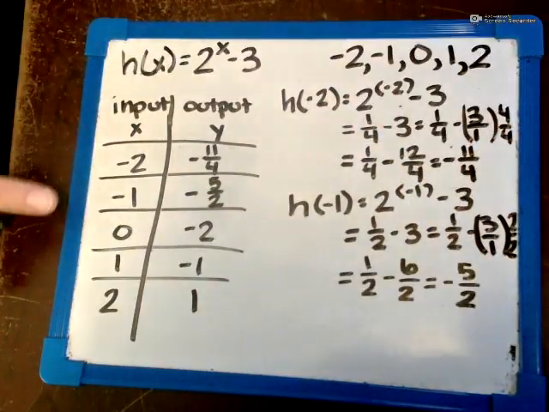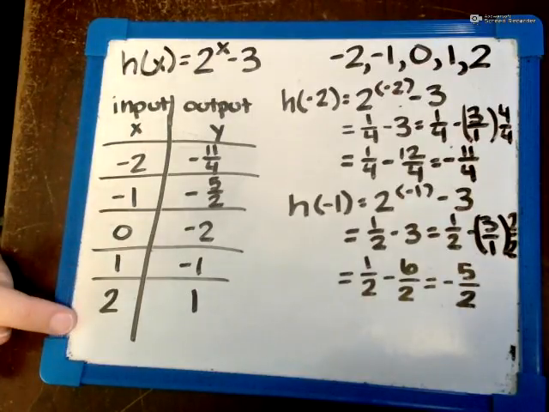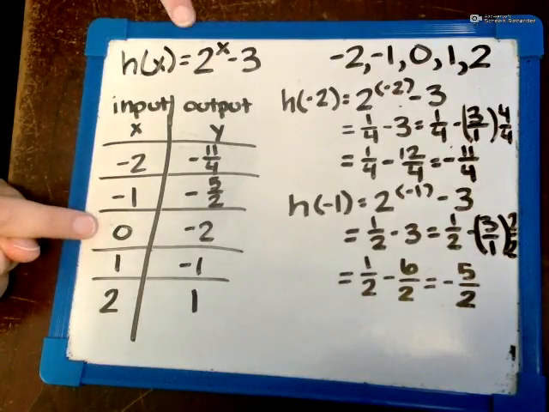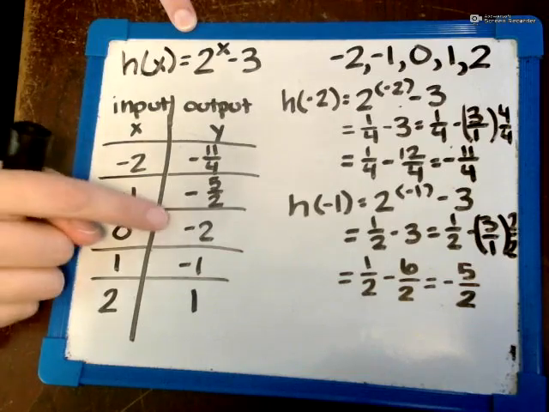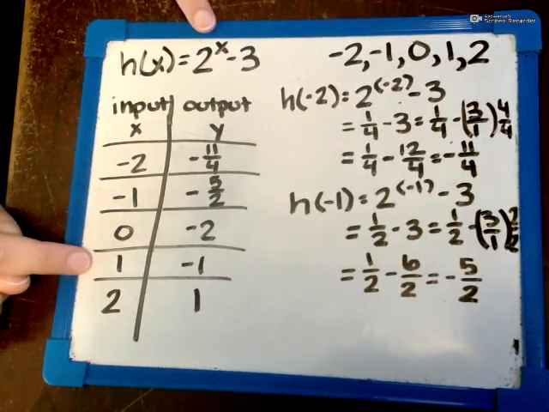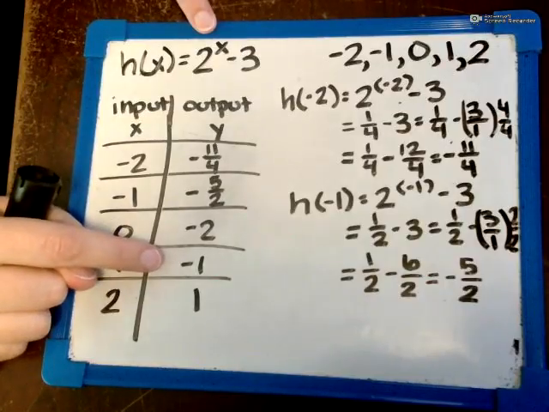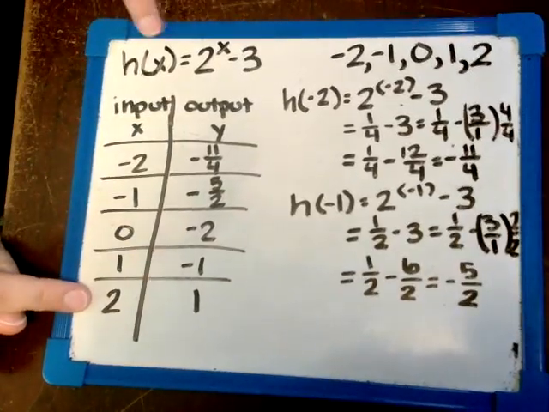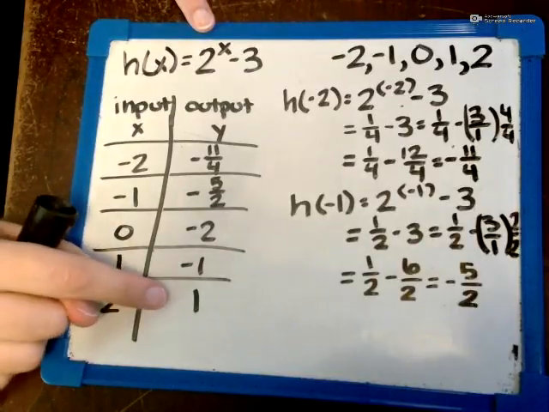So you're going to follow the same pattern for all these other values of x. Take 0, plug it in for every x, and you should get -2. Take 1, plug it in for every x, you should get -1. Plug in 2 for every x, and you should get 1.